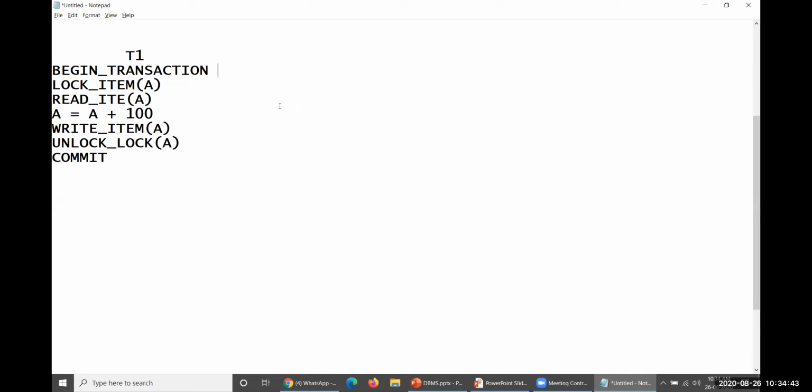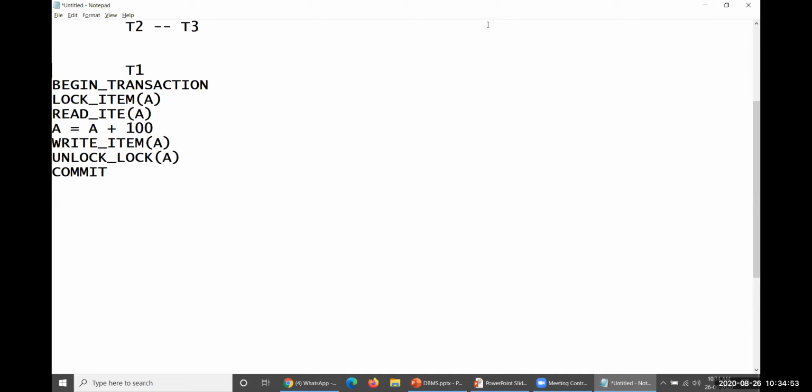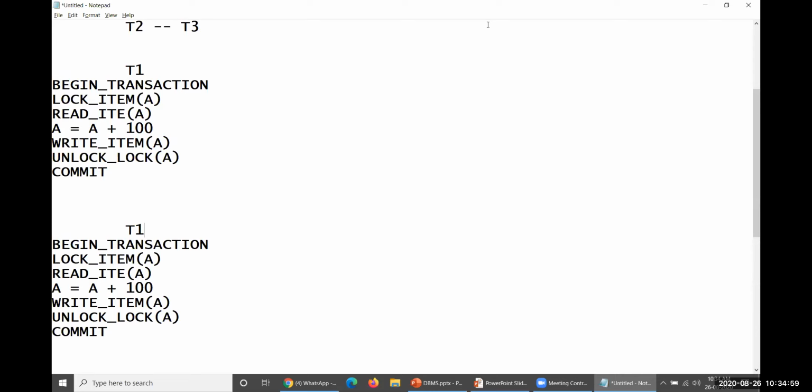And for transaction T2, let me copy the same and consider it as transaction T2 also. It is doing the same business with the item A. Now transaction T1 has started its working. Begin transaction is over, lock item is also over. At this moment, lock item of A by transaction T2 cannot be issued. Why? If you issue it, obviously you will be put into deadlock state.